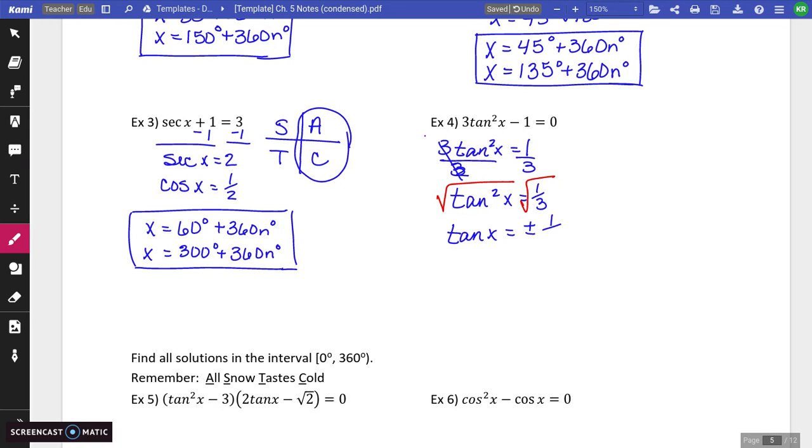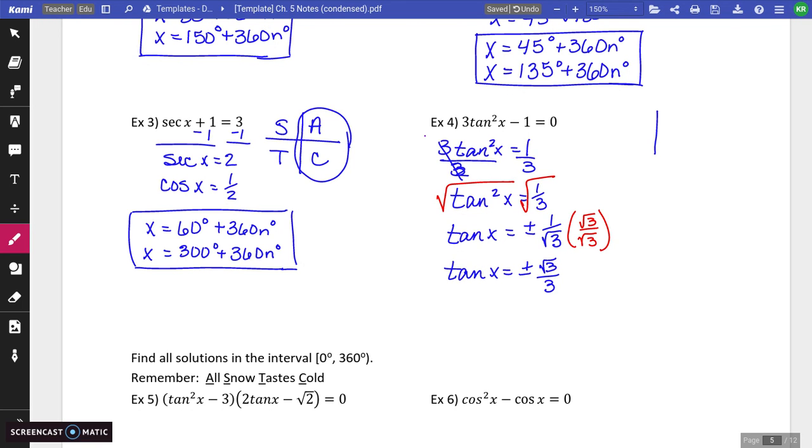So square root of 1 is 1, square root of 3. So we have a radical in the denominator. All right, it's a quadratic, so 2 solutions. Just like you were solving any other quadratic, you're looking for 2 solutions. Now you most likely will want to rationalize this. So now we have tangent of x equals plus or minus root 3 over 3.